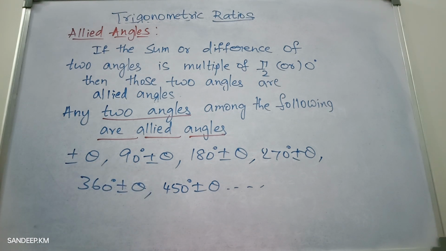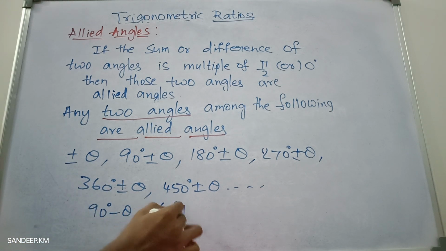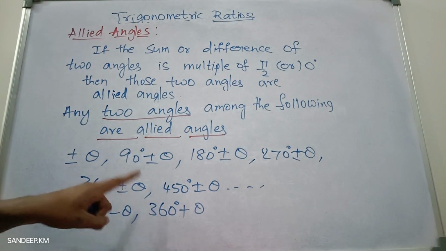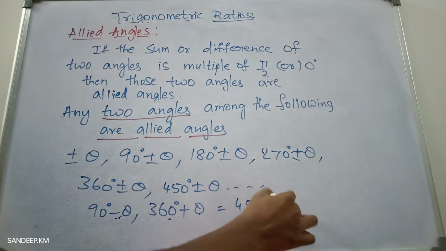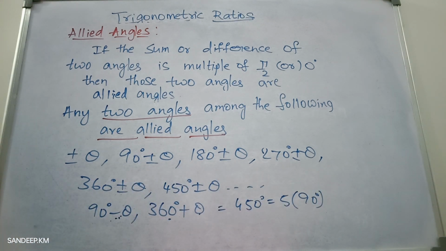So for example, let me take 90 minus theta and 360 plus theta. Look at these two angles. These two angles are allied angles. Do you know why? Because if I add these two, minus theta and plus theta will get cancelled, and what do you get? 450 degrees. 450 degrees means 5 times 90. So if I add these two angles, the sum of these two angles is a multiple of 90 degrees. Therefore, 90 minus theta and 360 degrees plus theta are what angles? Allied angles. Like this, you can take any two angles out of these angles. They will be allied angles.